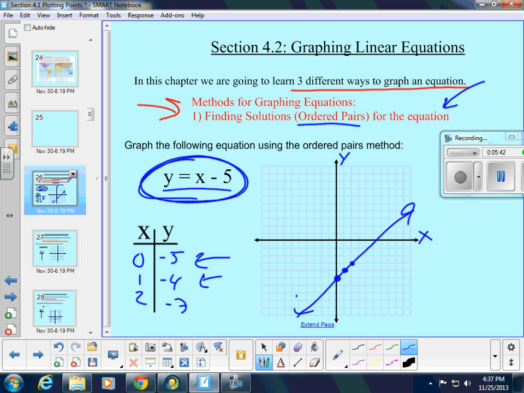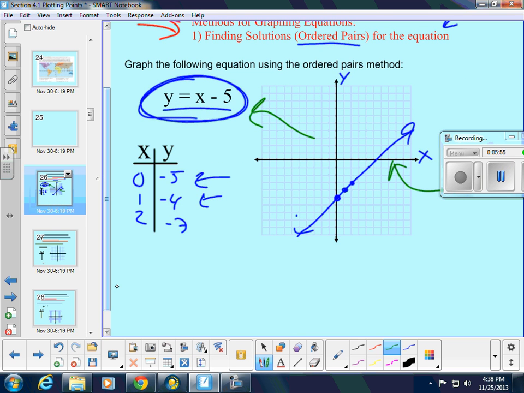Again, what does this line represent? This line is showing us all possible solutions for this particular equation. There's an infinite amount of them. I could find some more combinations. Like if I plug in 8 for x, 8 minus 5 would give me 3. So this also should be a point that's on that line.